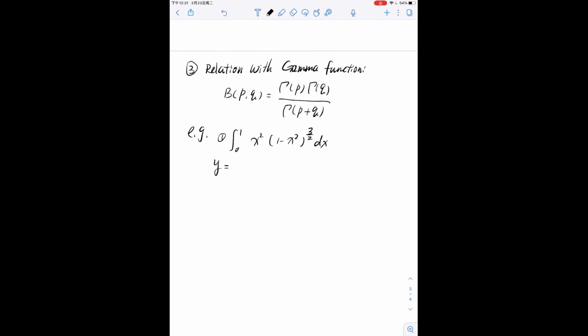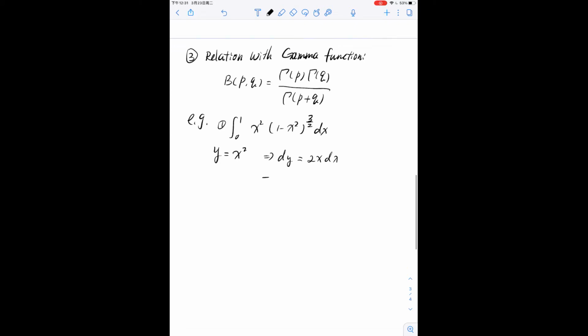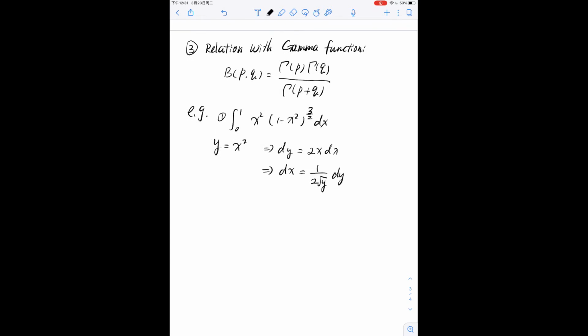So the change of variable: x squared equals y, and therefore dy equals 2x times dx, and dx equals 1 over 2 times the square root of y dy. Here you should notice that we need to replace all the x with y. So there is x here, here, and here. We need to replace 3 of them.